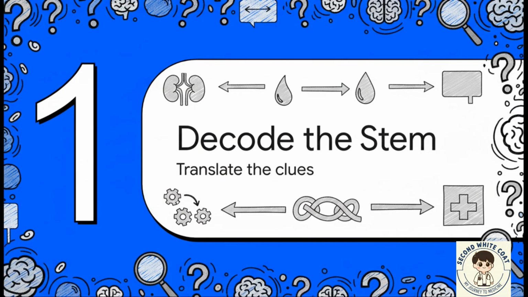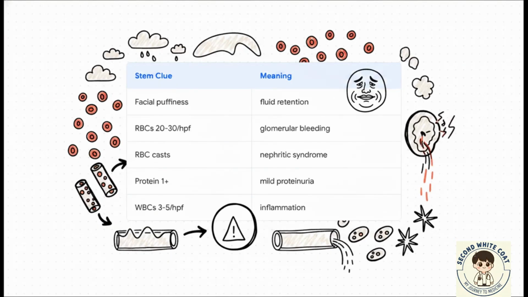Step 1. Decoding the question stem. This is where we translate those raw clues into clinical language. We really have to shift our thinking from a layperson into a master diagnostician. When we read facial puffiness, we don't just stop there. We automatically translate that to fluid retention from kidney inflammation. Trace blood? That becomes glomerular bleeding. And that massive standout clue, RBC casts, instantly translates to nephritic syndrome. By actively translating as you read, you instantly organize all that chaos into recognizable medical patterns.